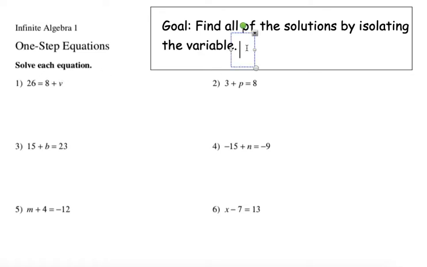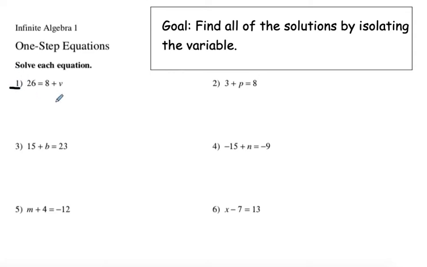So let's move on. Solving. The goal for solving is to find solutions, and we want to find all of our solutions. The way we do that is by isolating our variable. Isolating means that we want to get that variable alone by itself. So what I like to say to do is we undo everything that's around the variable, starting with the furthest away and working our way closest to the variable. For these one-step equations, there's only going to be one thing in our way, so we're going to undo those things that are in our way.